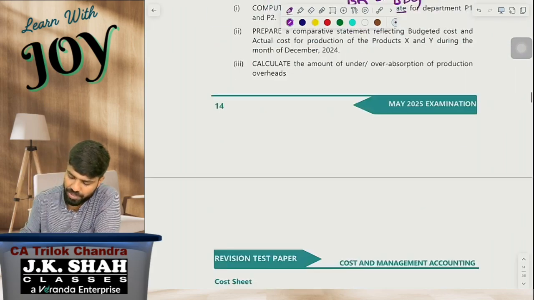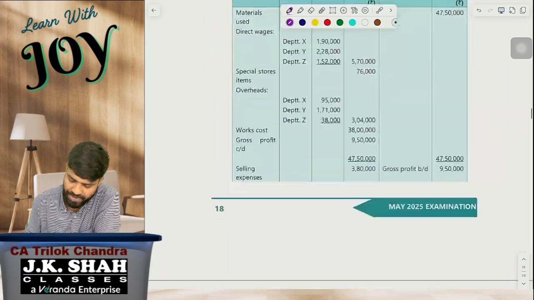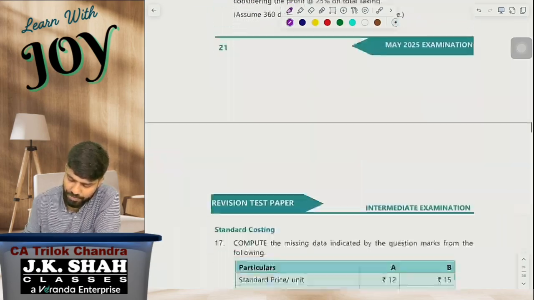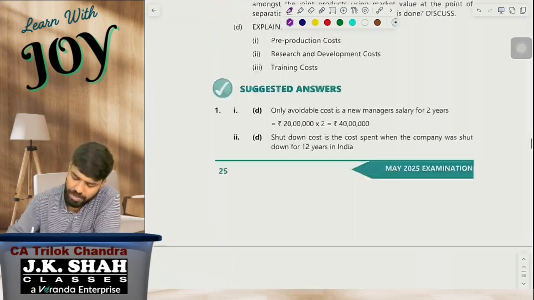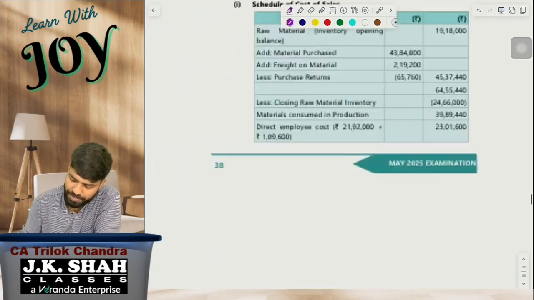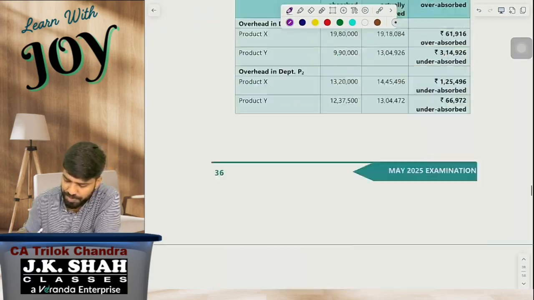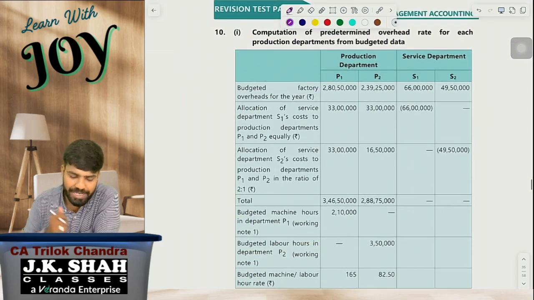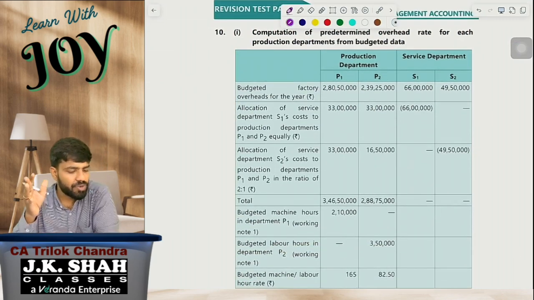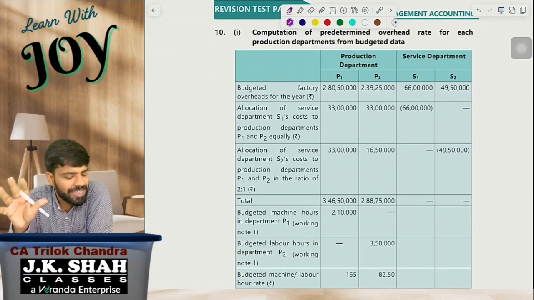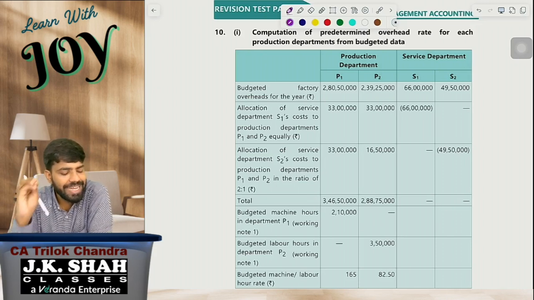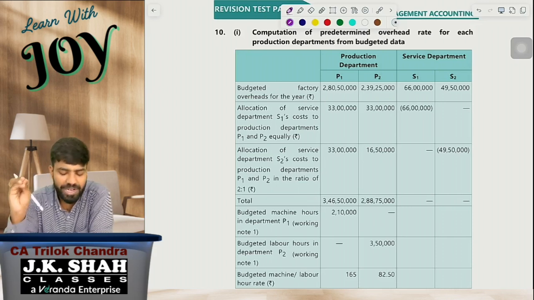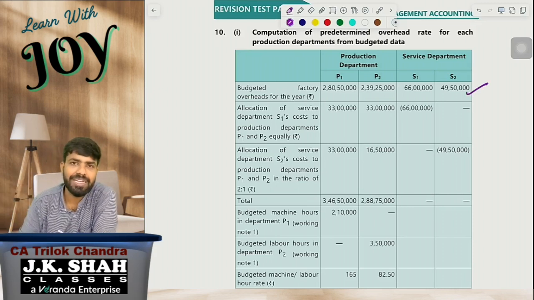Okay, listen to me carefully. First, let me apportion. Let us apportion service department cost to production department. See, computation of predetermined rate. Please look at the question. Budgeted overheads given in the question: P1 2 crore 80 lakh 50,000, P2 2 crore 39 lakh 25,000, S1 66 lakhs, S2 49 lakh 50,000. The same has been taken here.